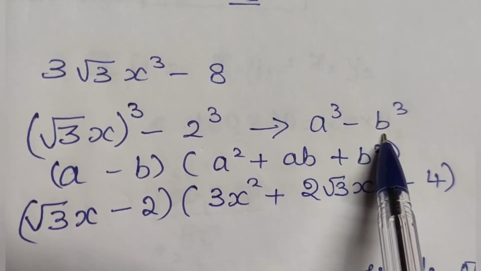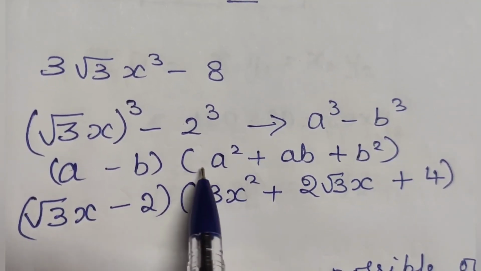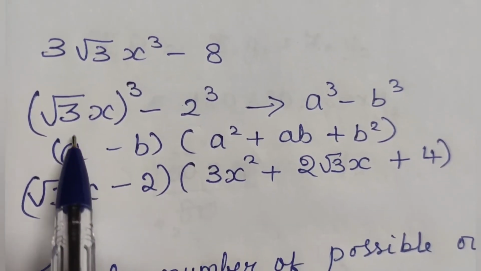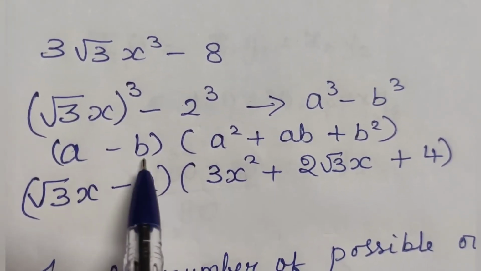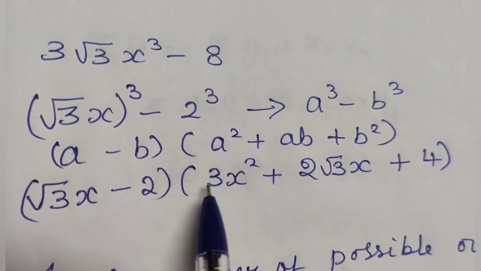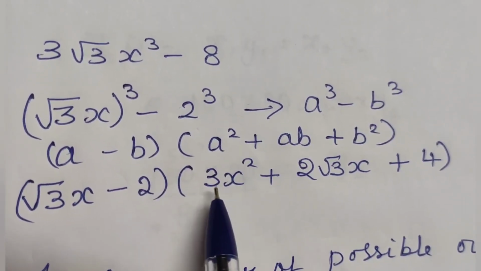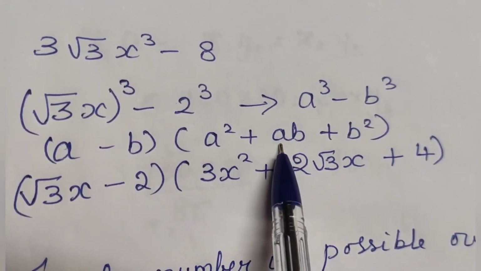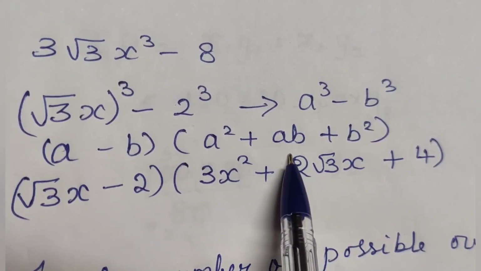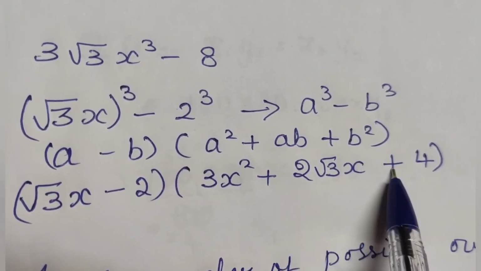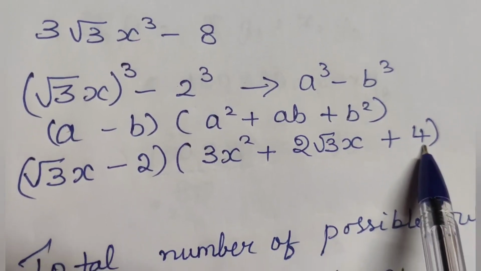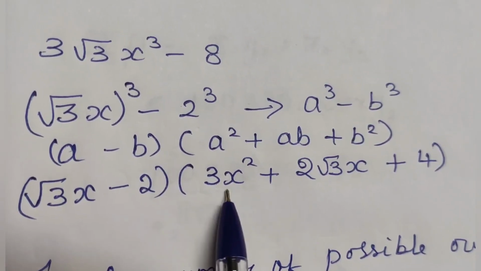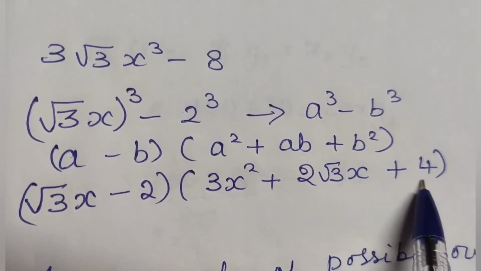What is the expansion of a cube minus b cube? a minus b into a square plus ab plus b square. We shall apply this, where a is root 3x and b is 2. So a minus b is root 3x minus 2, into a square, root 3x into root 3x, which is 3x square, plus ab, which is 2 root 3x, plus b square, 2 square, which is 4. So the factorization answer is root 3x minus 2 into 3x square plus 2 root 3x plus 4.